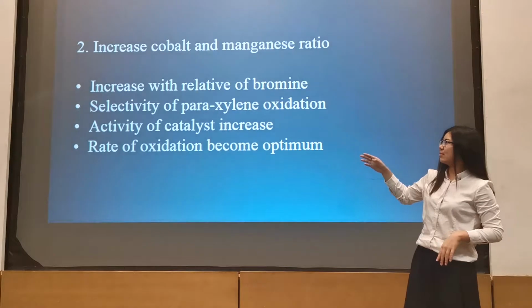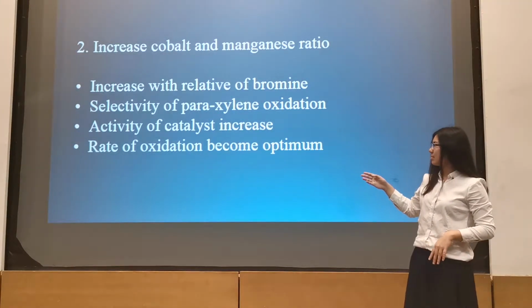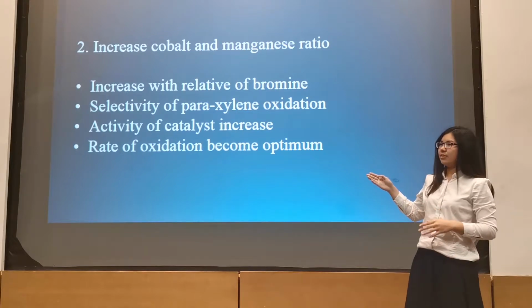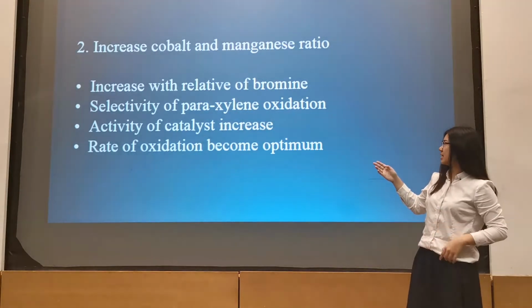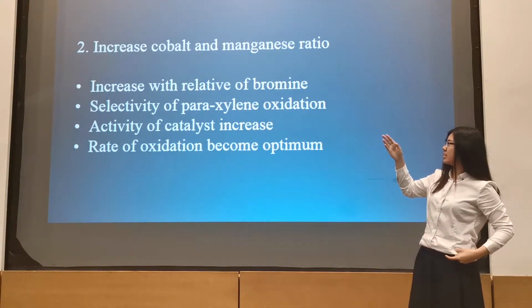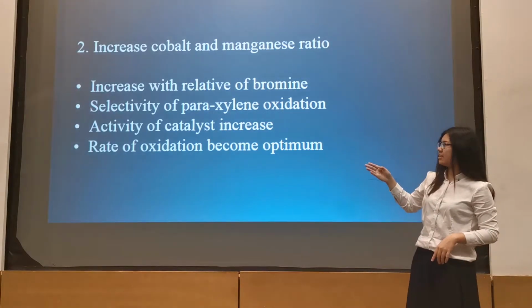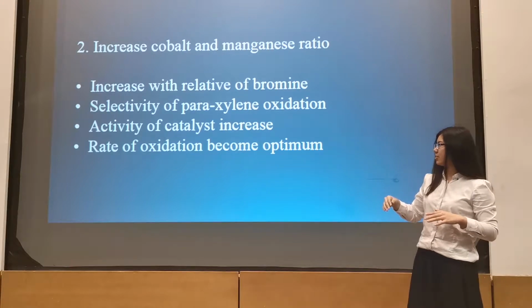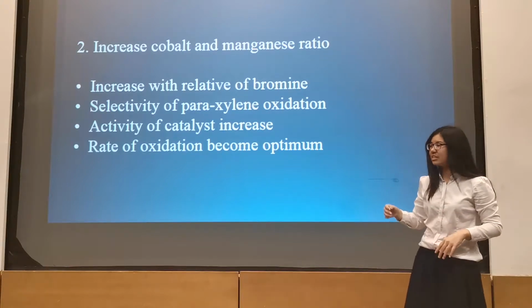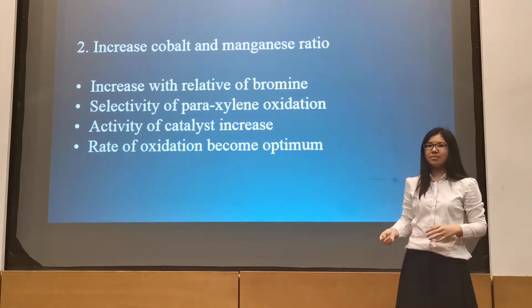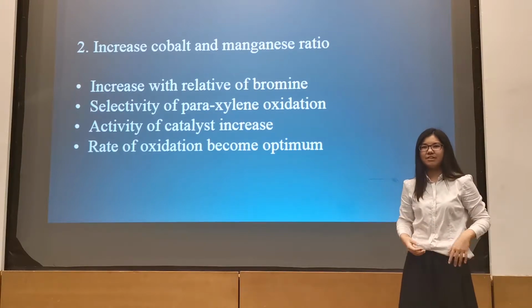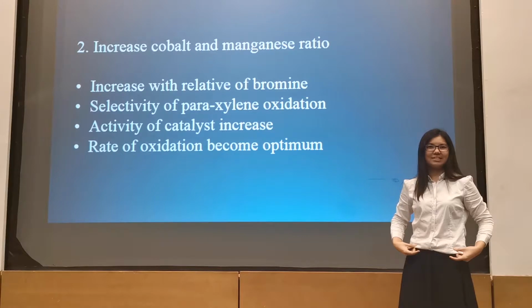And for the second step, we increase the cobalt and manganese ratio. We will increase it relative to bromine. So our selectivity of purified TA is also the same as the selectivity of paraxylene oxidation. When we increase the cobalt and manganese ratio, the activity of the catalyst will also increase. So with this increase in activity, the rate of oxidation will become optimum, which is the desired condition for our maximization of yield and products.